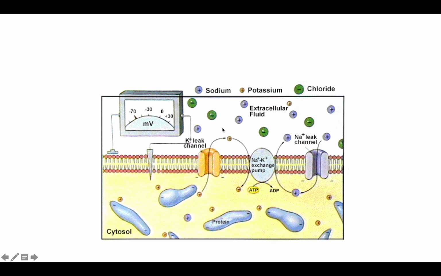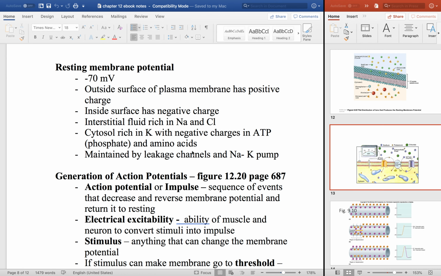So let's say this has a charge of 120 and this has a charge of 50. Because if you look, you can see there's positives and negatives in here, and positives and negatives in here. But the thing is that this side has more positives. So the outside surface of the plasma membrane has a positive charge. The inside has a negative charge.